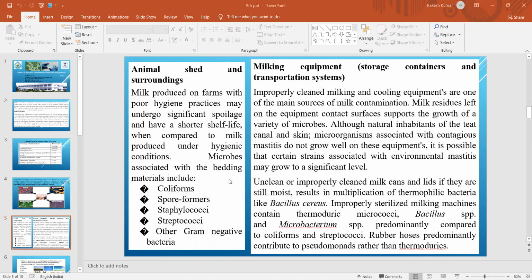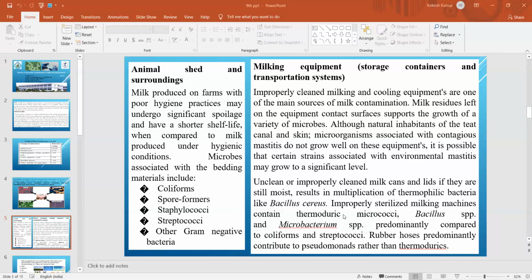So now the next one is milking equipment. Sometimes people are using milking machines, so automatically the compositional variation is there. Improperly cleaned milking and cooling equipment is one of the main sources of milk contamination. Milk residues left on the equipment contact surface support the growth of a variety of microorganisms. And what are those microorganisms? Improperly sterilized milking machines contain thermoduric micrococci.